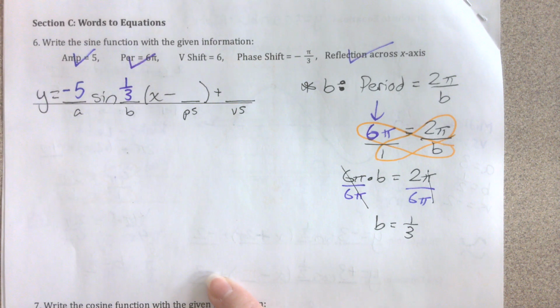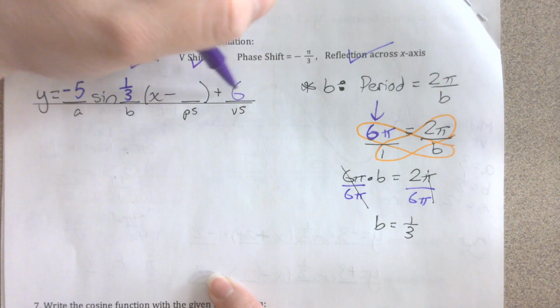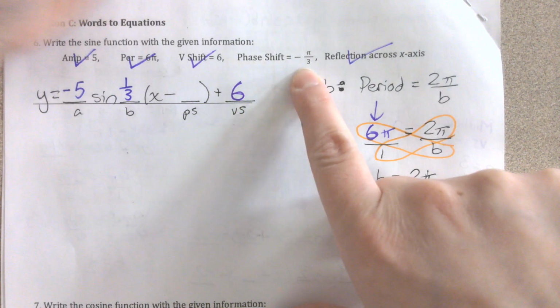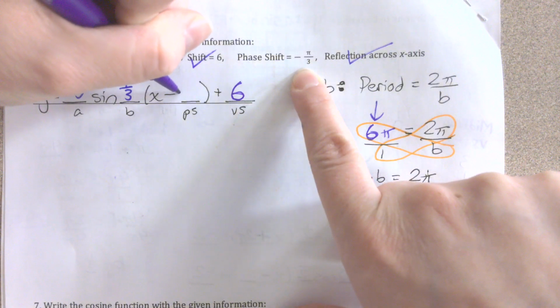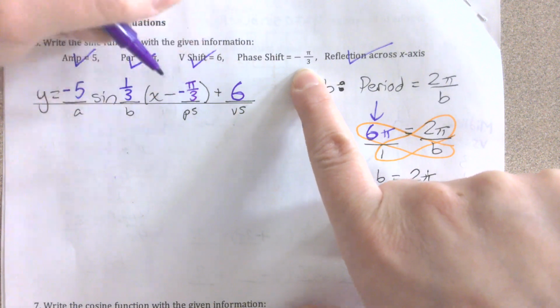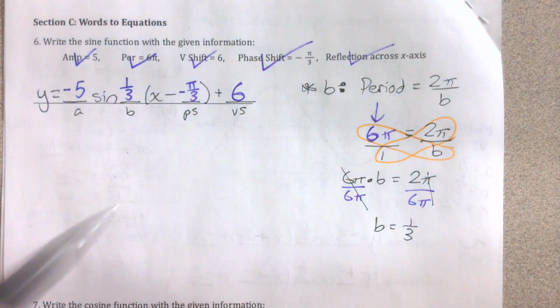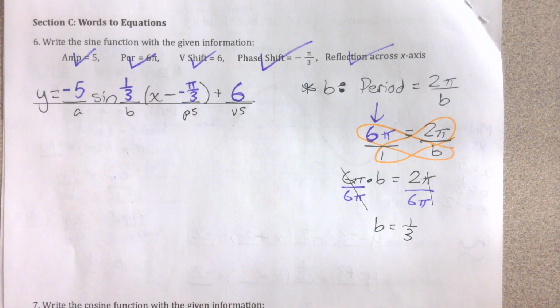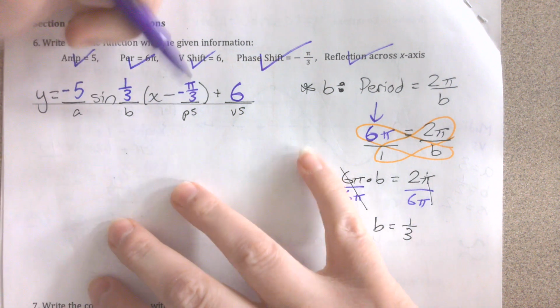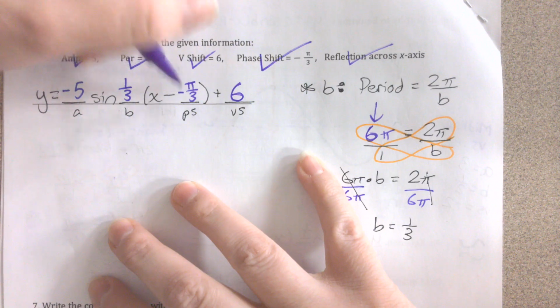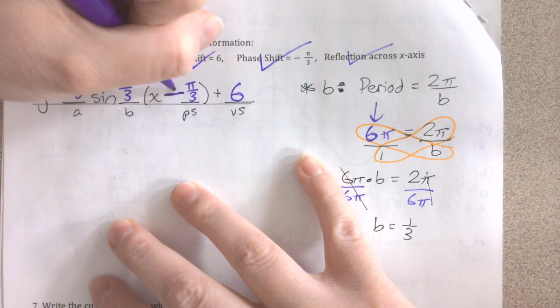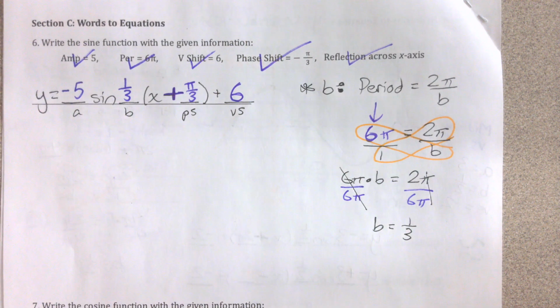We're done with the period info. Vertical shift is a positive 6, so I'll just fill that in at the end. Phase shift is negative pi over 3. Done with that. One last thing, reminder, if you end up with a minus negative inside of here, I do need you to change that to a plus. However that looks, if you're writing in pencil, just erase and change it to a positive. But I'm in marker, so I'm going to just make that a nice big plus sign. And there's our equation.